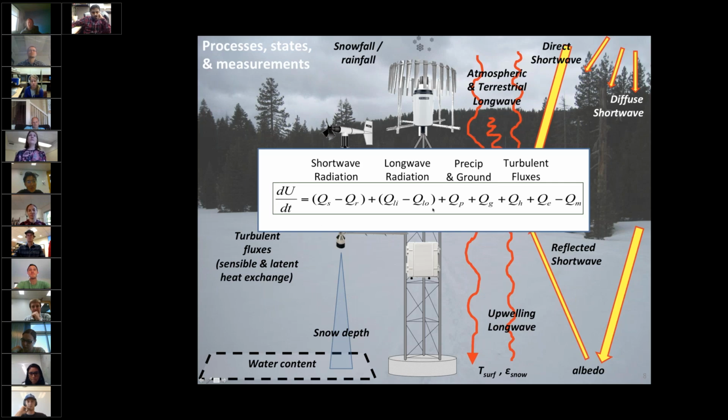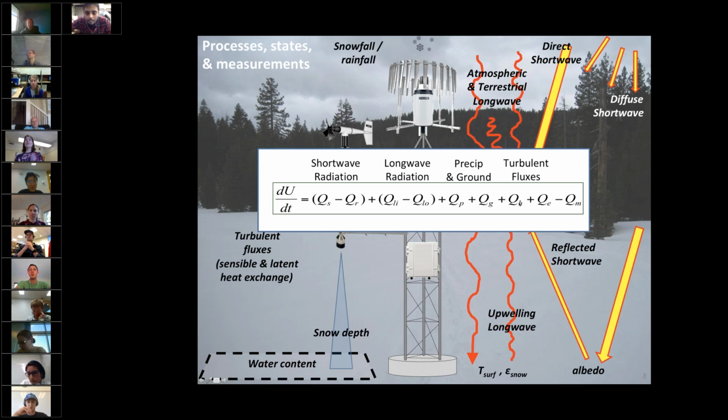This is to solve what we showed you, the basic equations, last time. Here, dU/dt, the internal energy of your snowpack, is the sum of all the energy fluxes. So shortwave radiation, incoming minus outgoing, long wave radiation, in minus out. Precipitation, which depending on the temperature of the rain has some energy in it. Ground heat flux, that's what we want our soil temperature measurement for.